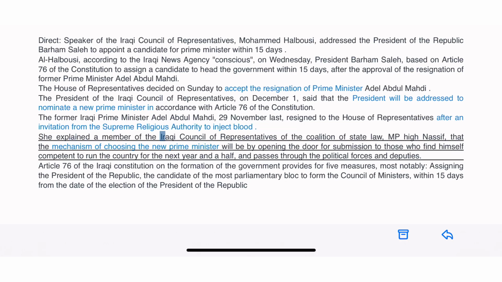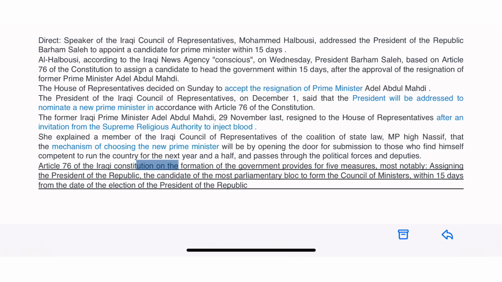MP Hai Nassif, a member of the Iraqi Council of Representatives from the State of Law Coalition, explained that the mechanism of choosing the new Prime Minister will be by opening the door for submission to those who find themselves competent to run the country for the next year and a half, and it passes through the political forces and deputies. Article 76 of the Iraqi Constitution on the formation of the government provides for 5 measures, most notably, assigning the President of the Republic, the candidate of the largest parliamentary bloc, to form the Council of Ministers, within 15 days from the date of the election of the President of the Republic.